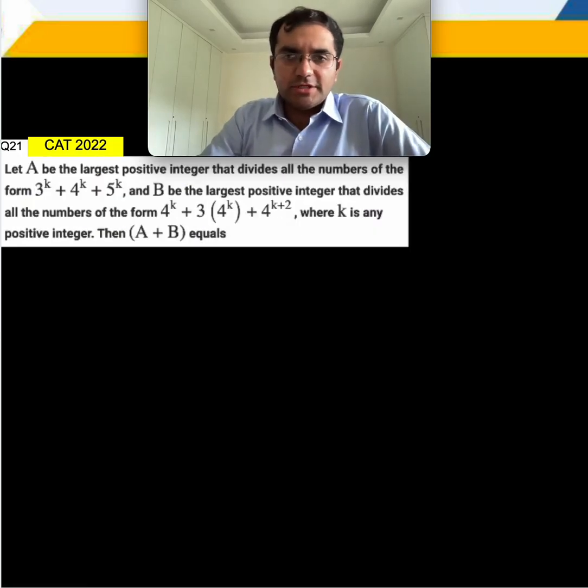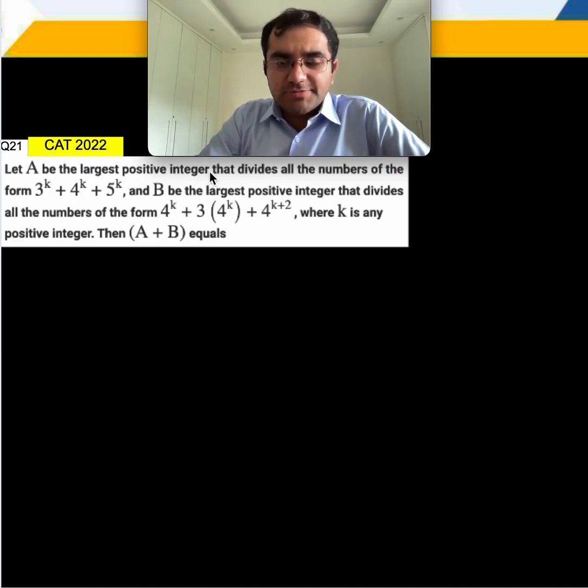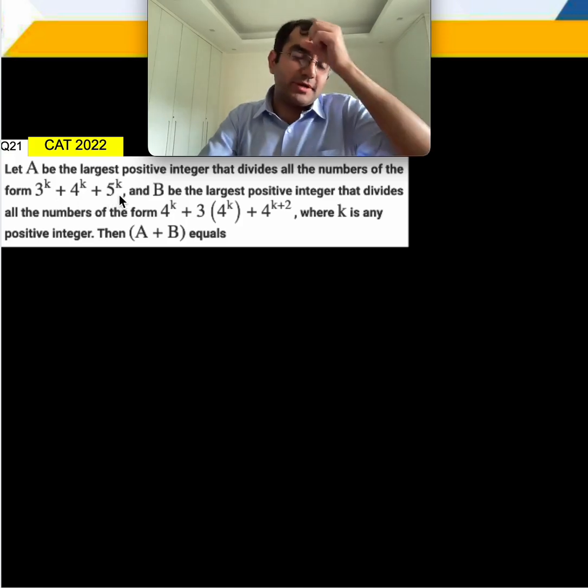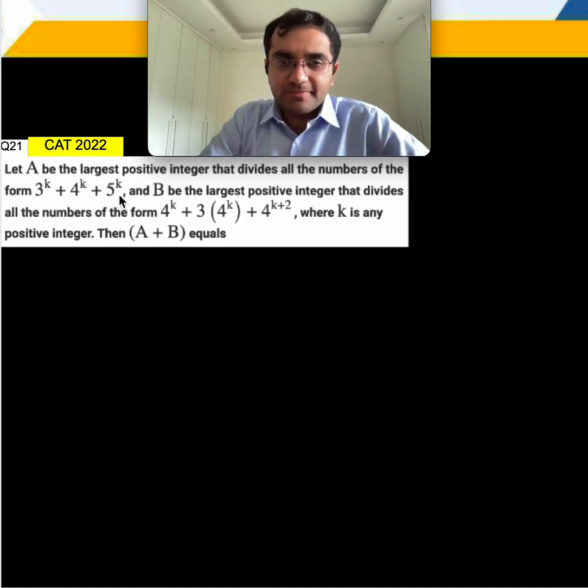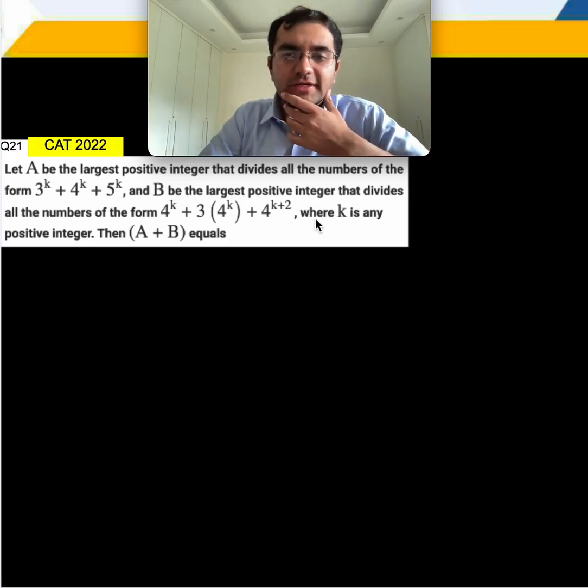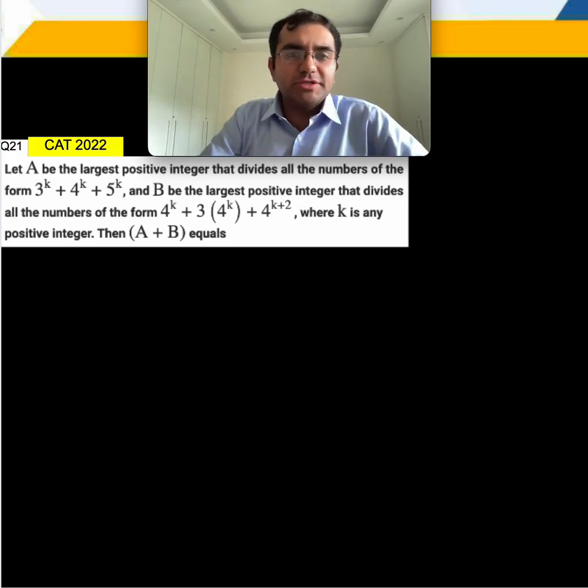This is a question that is looking very dangerous, especially in an exam. Let A be the largest positive integer that divides all the numbers of the form 3 power k plus 4 power k plus 5 power k. B is the largest integer that divides 4 power k plus 3 into 4 power k plus 4 power k plus 2. इसमें 4 power k हम common ले लेंगे, where k is any positive integer.